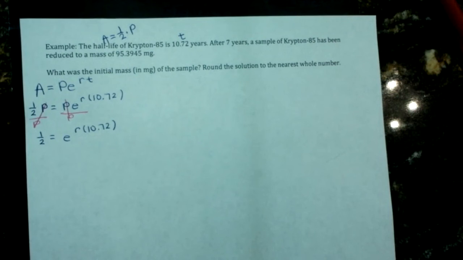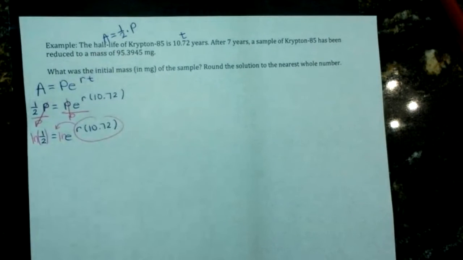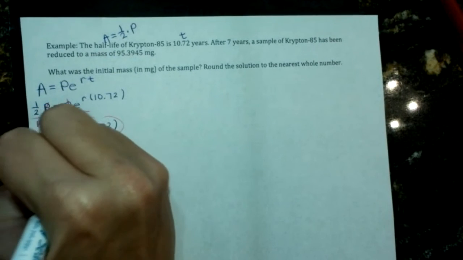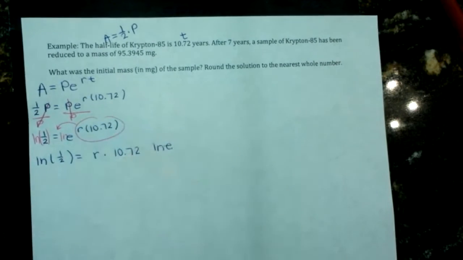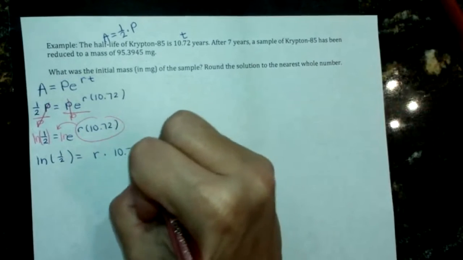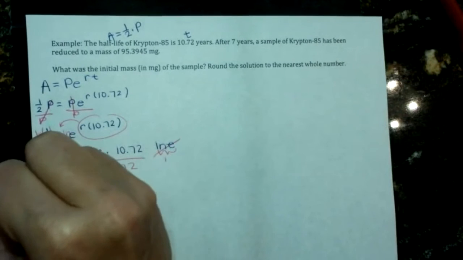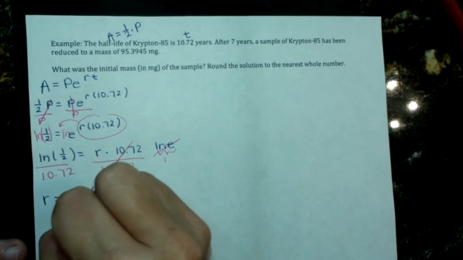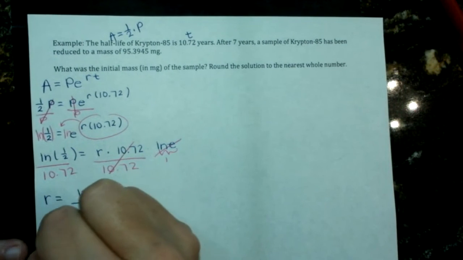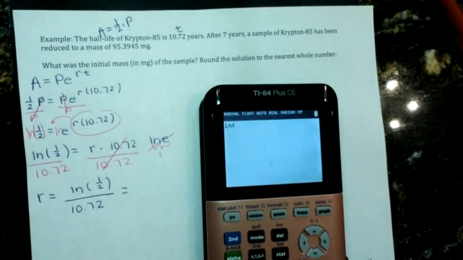e is by itself. Now I need to bring the exponent down, so let's take the natural log of both sides. That brings the exponent down out front. So the natural log of 1/2 equals R times 10.72 times the natural log of e, which we know is 1, so that cancels out. Getting R by itself, we divide both sides by 10.72, and that cancels. So our rate is the ln of 1/2 all over 10.72. Now we're going to learn our lesson: we're not going to round this time because it will mess up our answer.